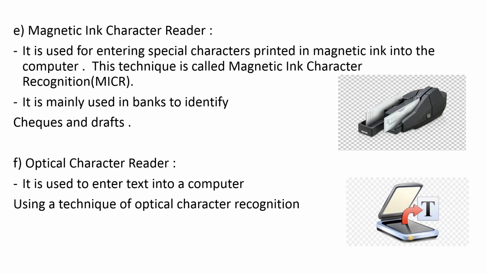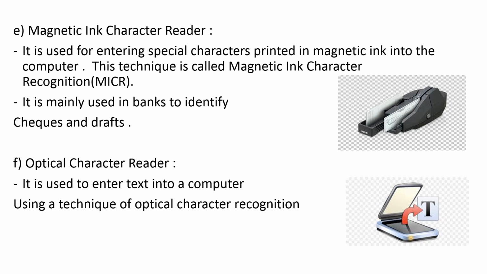If you have noticed any check, you will see a number on the check printed in black color, and that number is written in magnetic ink. To identify that check, a certain device is used, and that device is nothing but the magnetic ink character reader. It is used to read those special characters printed in magnetic ink into the computer.